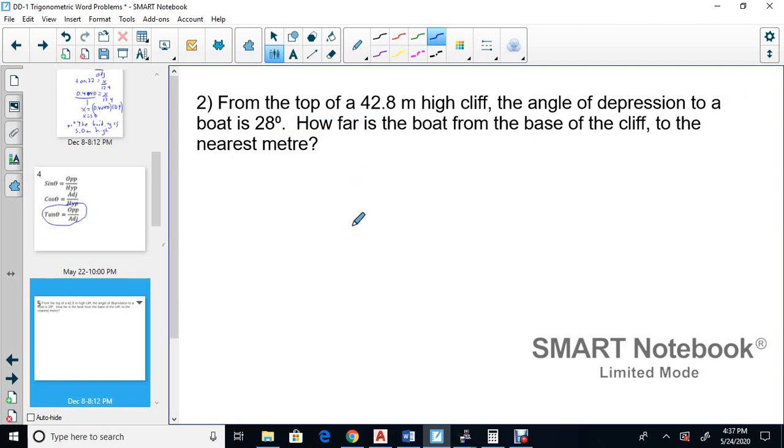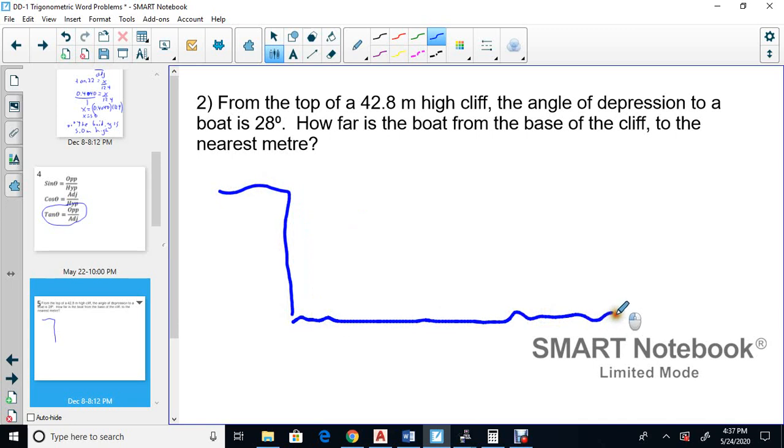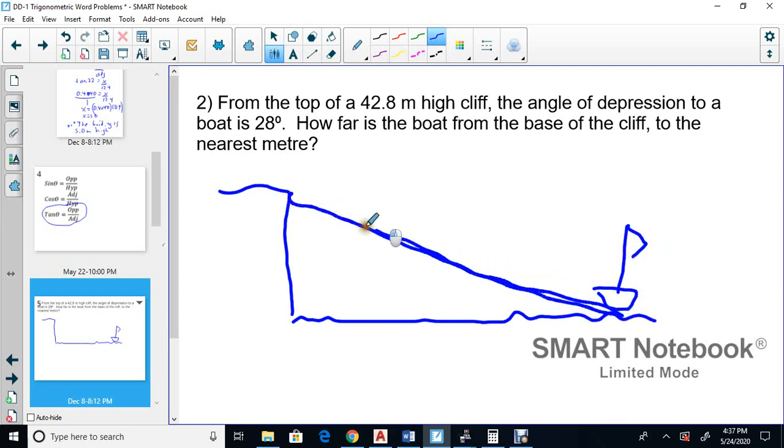Okay, so let's do our best drawing here. We've got a huge cliff, and then some water, and then our boat over here. I'll put a sailboat. And we'll draw our first triangle down to the boat. And the angle of depression here is 28 degrees.